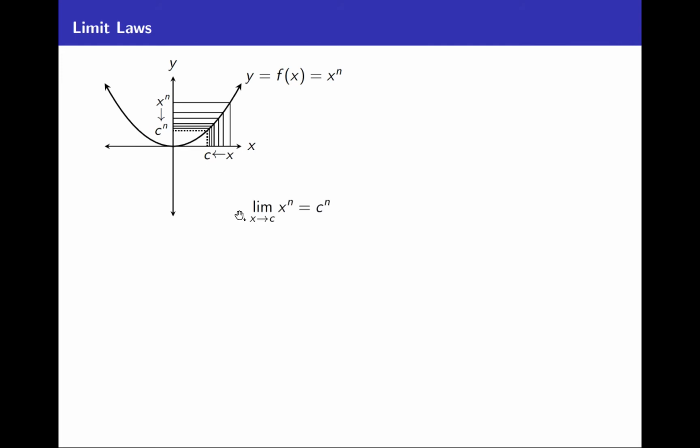It's pretty obvious that the limit as x approaches c of x to the power of n equals c to the power of n. We're going to take this equation written here as a fact. It's going to be one of our so-called limit laws. Whenever you see the limit as x approaches a number c of x to the power of n, this limit law says the answer is going to be c to the power of n.